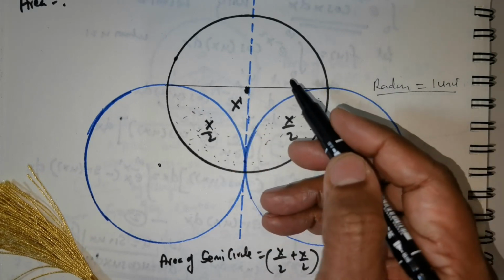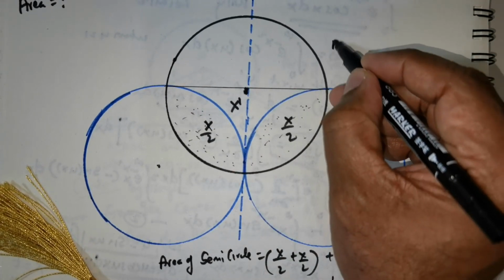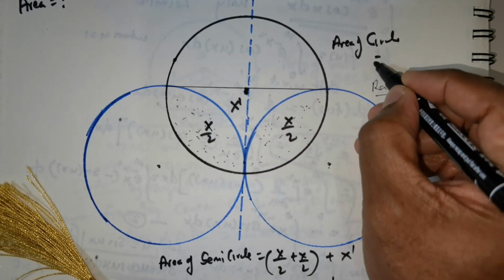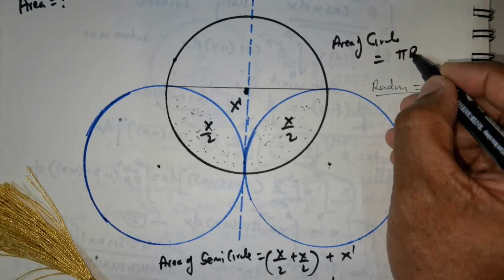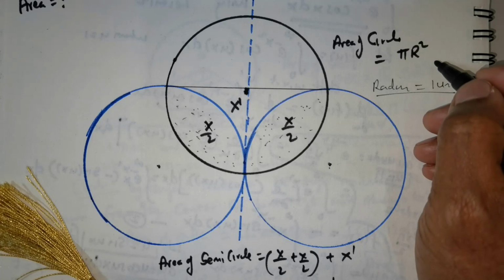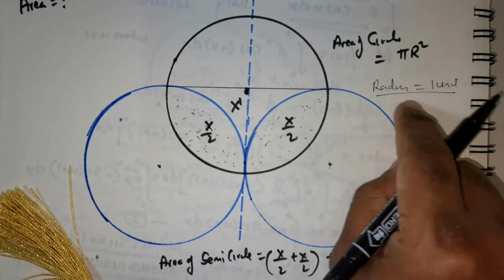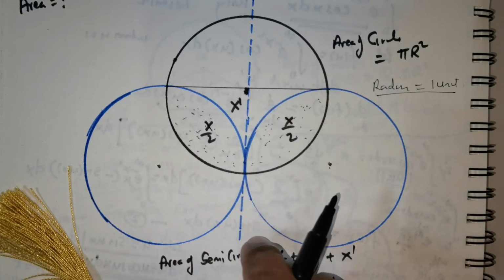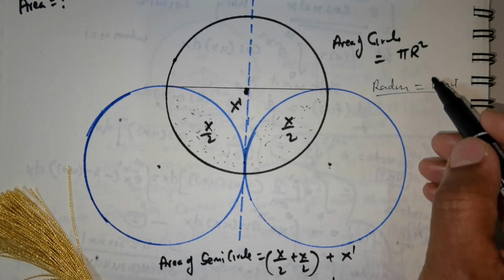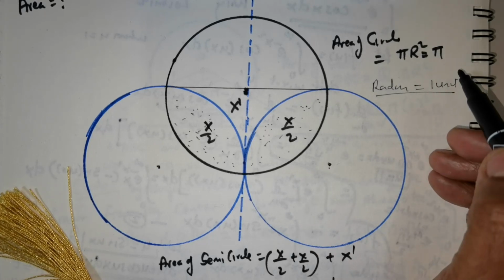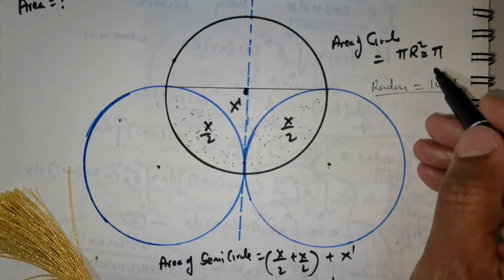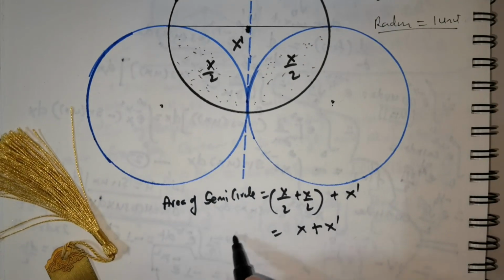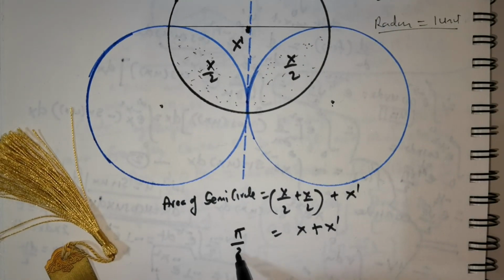Now area of the semicircle. Now what is this area of the circle? The area of the circle is going to be area of this circle. I'm talking about this dark circle. That's going to be pi r squared, right? But r is equal to 1 unit. All the radii that are in question are 1 unit. So this is going to be pi. So this is the area of the circle, but area of the semicircle you got to divide by 2, right? So therefore in this case the area of the semicircle is going to be pi divided by 2.